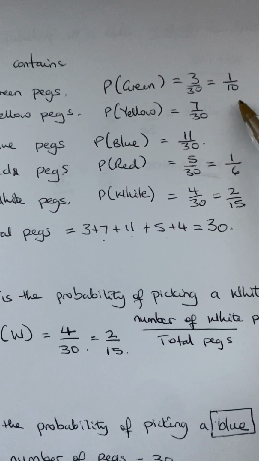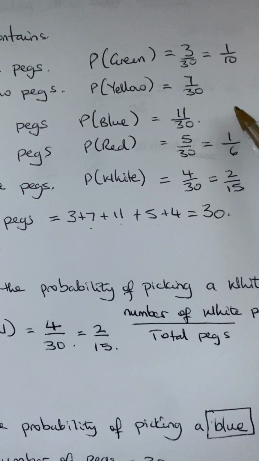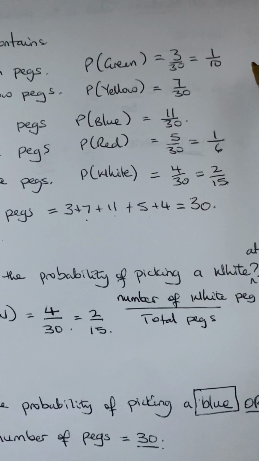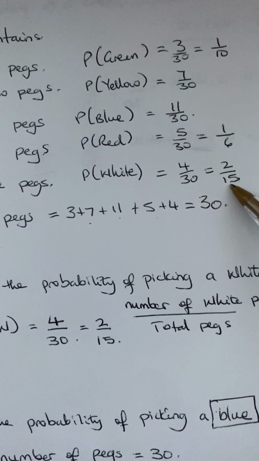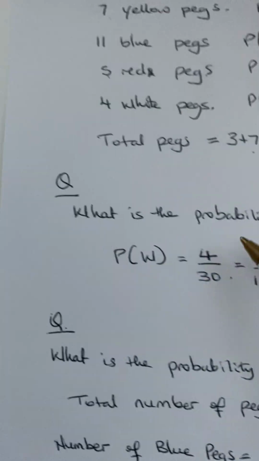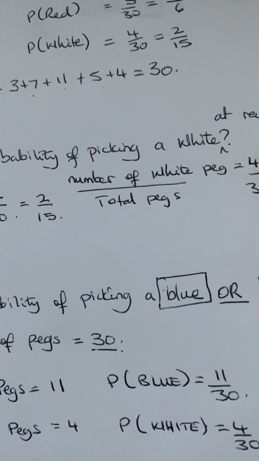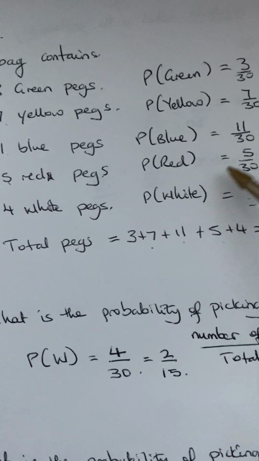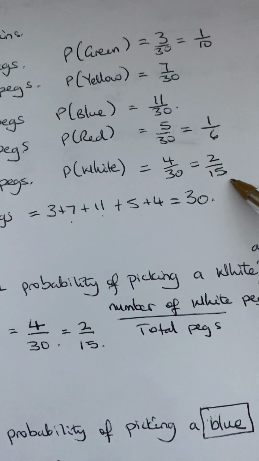I'm just trying to show you how you can do a probability question. Okay, so now we know the probability of each color. Now the question: what is the probability of picking a white? We've already done that here. A white is 4 out of 30, which is 2 out of 15.